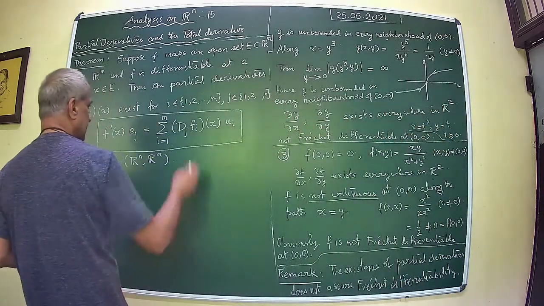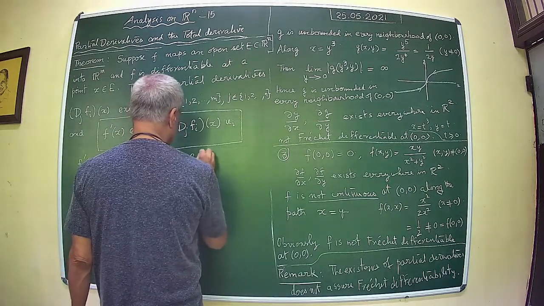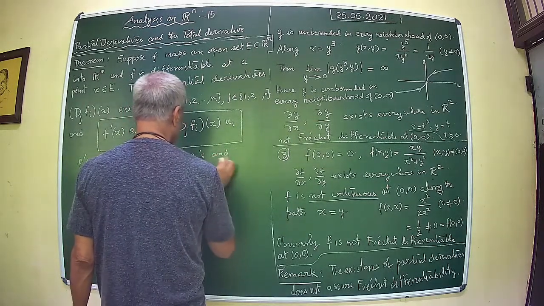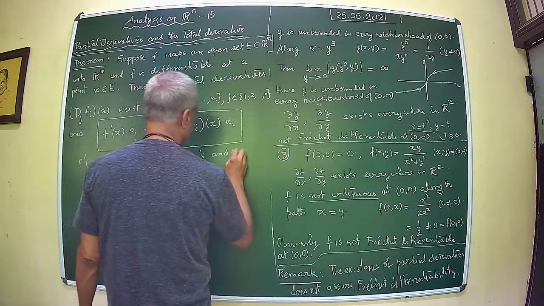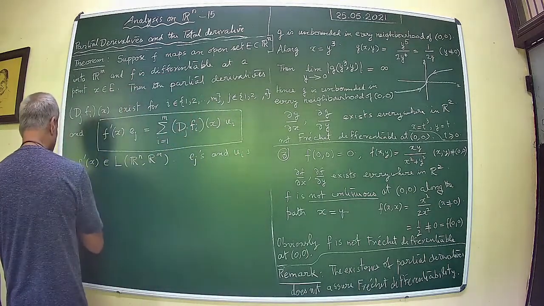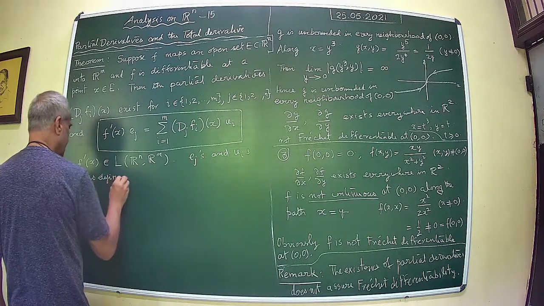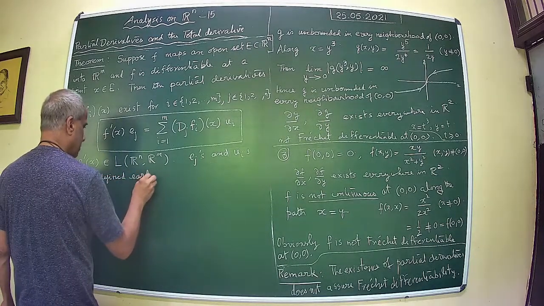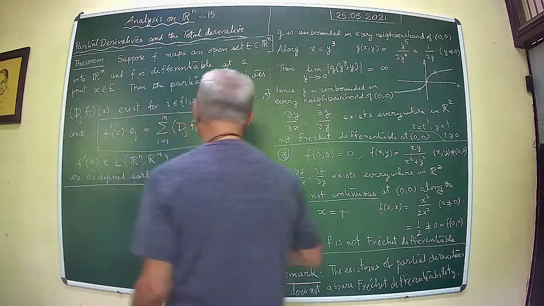Now you see that the u_i's, e_i's and e_j's and u_i's are as defined. Ready. So this is the theorem.